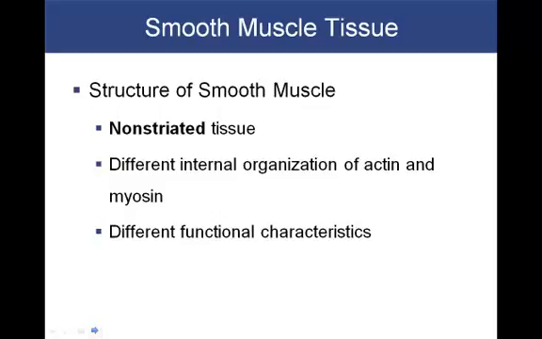Smooth muscle is non-striated. It has actin and myosin, but it's organized very differently from what we have seen thus far. And that's going to give rise to different functional characteristics as well.